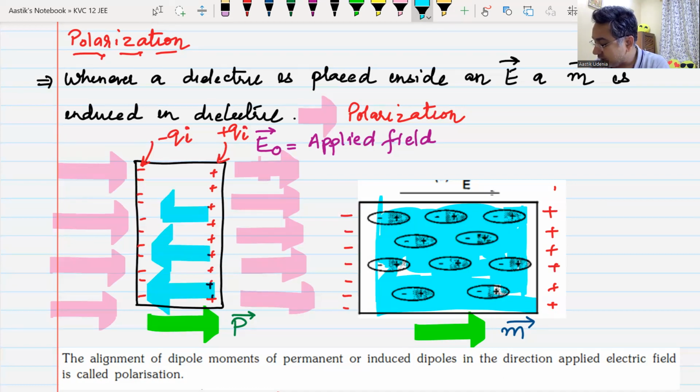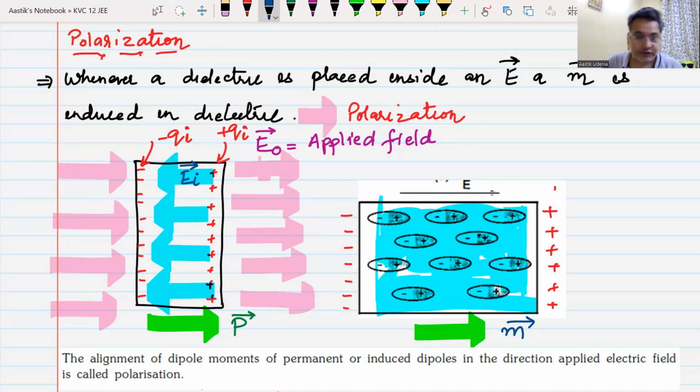So the field which is being induced inside this dielectric, I will call it EI vectorly. This induced electric field inside the dielectric will be going from the positive charges to the negative charges. Do we understand this?